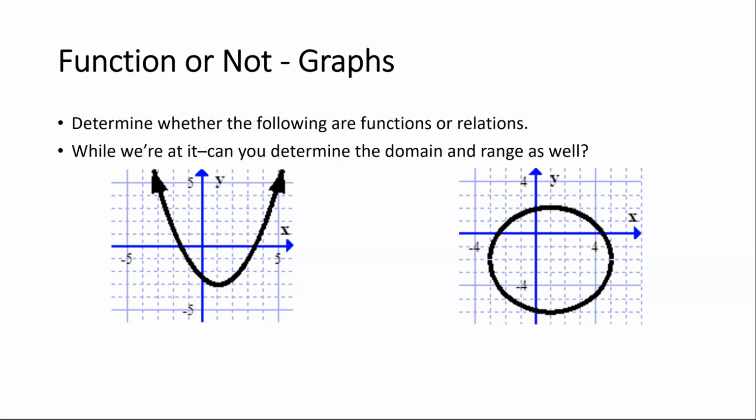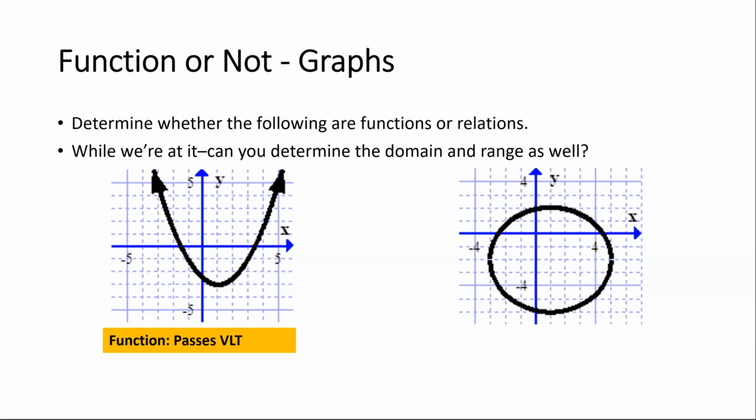Determine, using that vertical line test, whether the following are functions or relations. While you're at it, try to determine the domain and range as well. Okay, so for the graph on the left, if we did a bunch of vertical lines throughout this graph, those vertical lines would hit the graph only one time. It passes the VLT, it is a function.